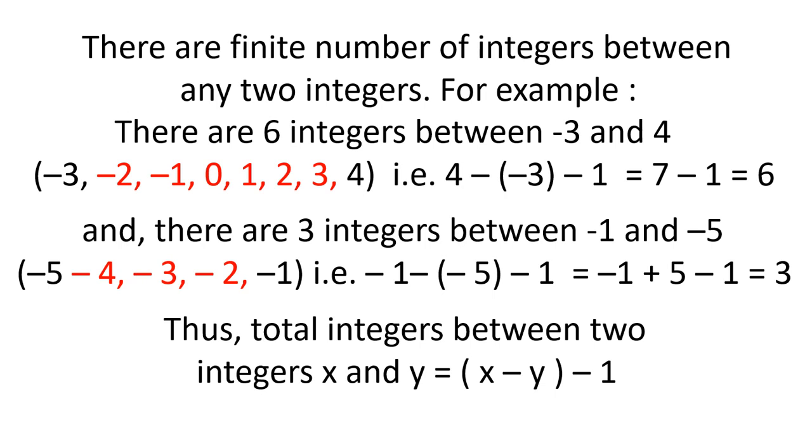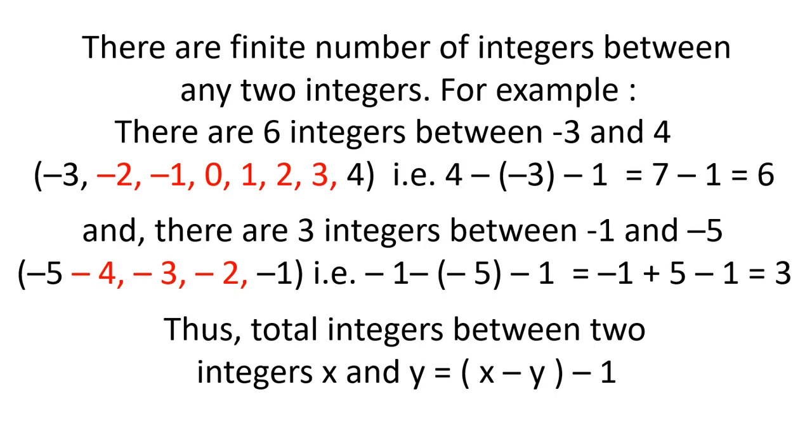And there are 3 integers between minus 1 and minus 5. Now this time I have taken both negative integers. So we write like this, starting from minus 5, minus 4, minus 3, minus 2, minus 1. Now minus 1 is a larger number. So minus 1 minus within bracket minus 5, minus minus become plus. So it becomes minus 1 plus 5 minus 1. So minus 1 plus 5 is 4, 4 minus 1 is 3. So there are 3 numbers, minus 4, minus 3, minus 2.